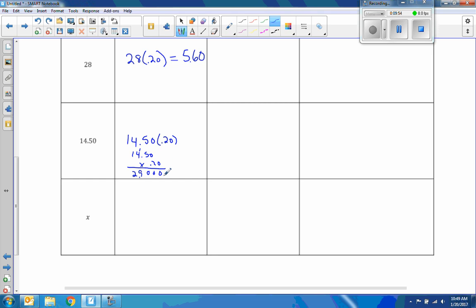Okay, 1, 2, 3, 4 decimal places. So we started here. We have 2 decimal places from the 0.20, 2 decimal places from the 0.50, totaling 4 decimal places. So instead of putting the decimal here, we go 1, 2, 3, 4, and this is $2.90. So now we're going to do it as an example with variable. X being any amount, all we have to do is multiply the original price by 0.20, and that is going to be 0.20x.